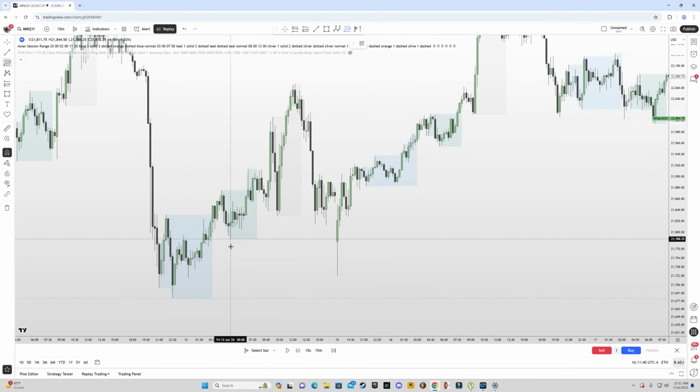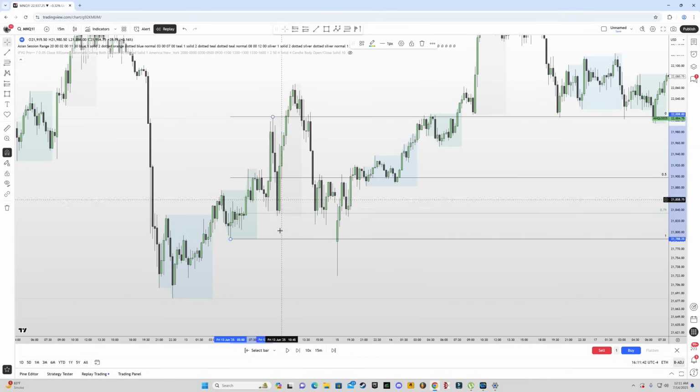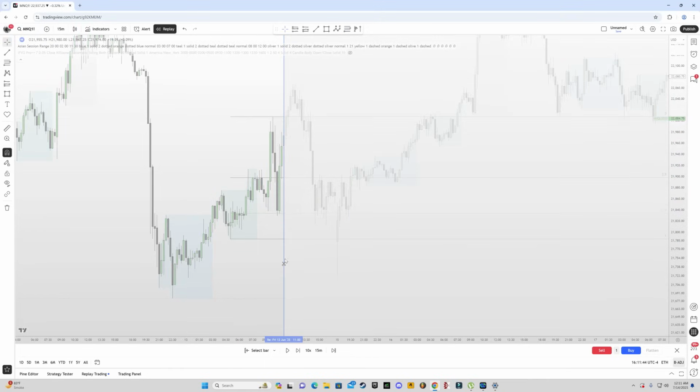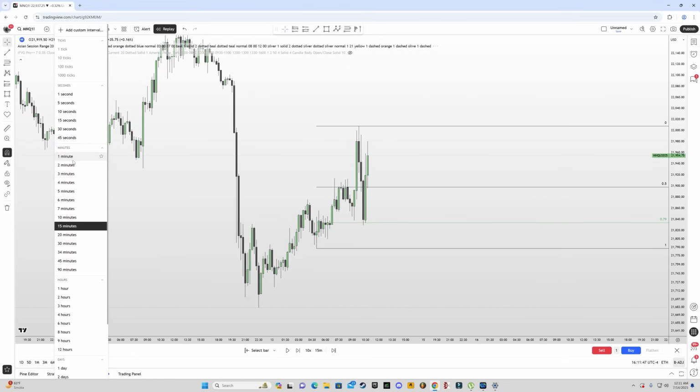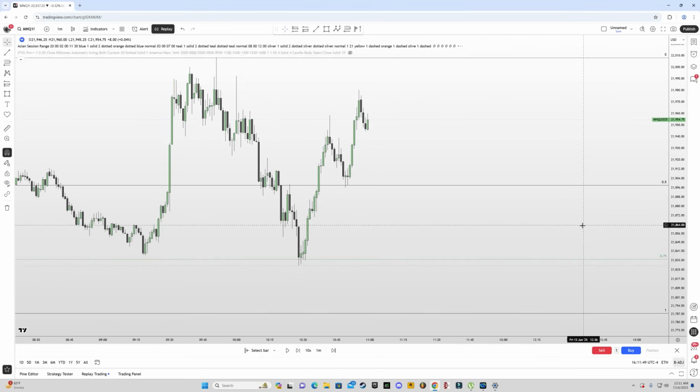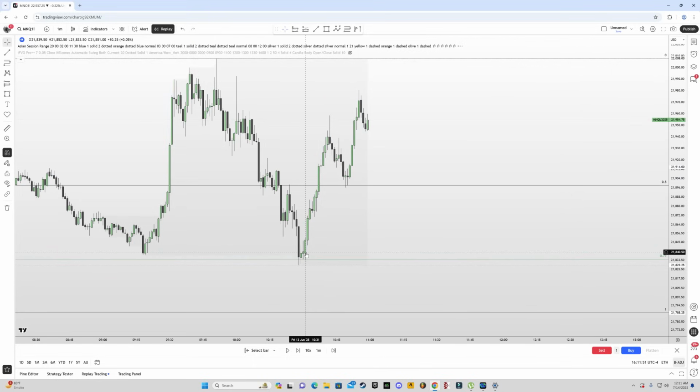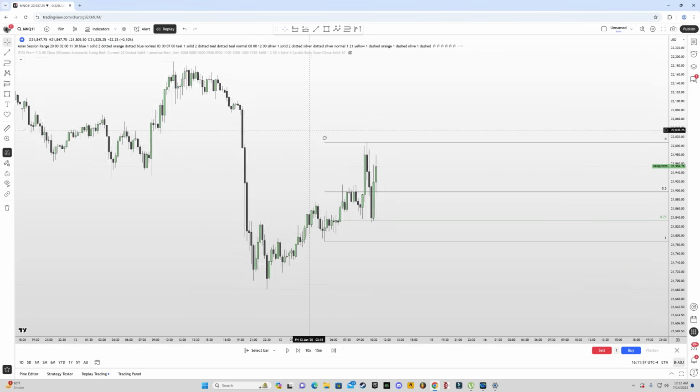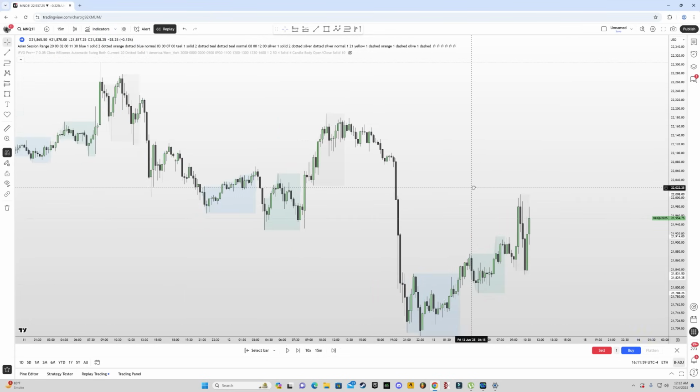Over here, let's see what happened. Okay, did we close below this 0.79 level? Let's see on the 1 minute. No. See how it filters out the bad trades. We failed to close below it, so there was no trade whatsoever. And price just keeps pushing up, I believe.